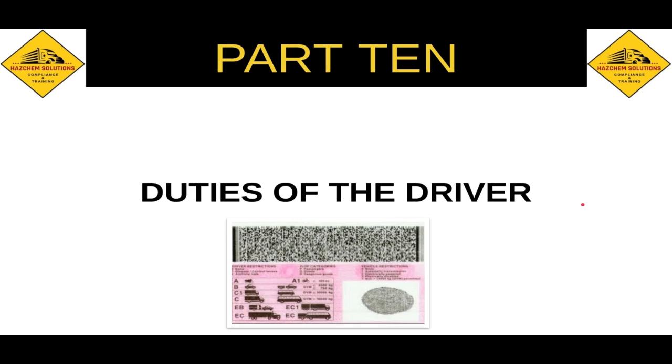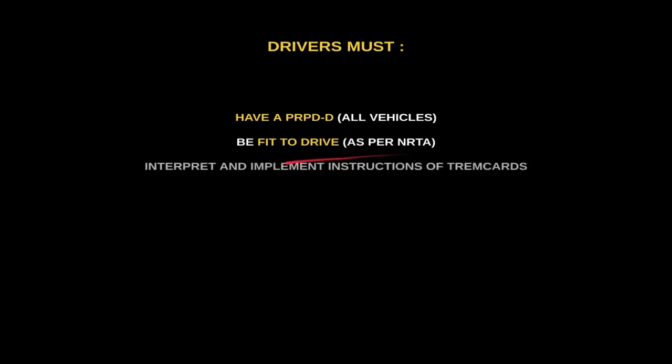Part 10 is the duties of the driver. The driver must have a valid PrDP for all vehicles they will be transporting. So if you have category 10 or code 10, code EC, you must have a PrDP on your license that is valid. And you must be fit to drive as per the National Road Traffic Act.